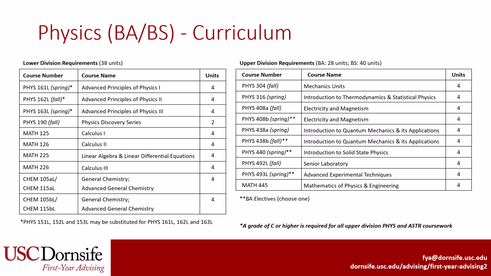Physics has two types of degrees, a Bachelor of Science and a Bachelor of Arts. Both majors require 3 semesters of physics, calculus 3, linear algebra, and 2 semesters of general chemistry. The biggest difference between the BS and the BA can be seen in the upper division requirements. The BA requires 28 units, while the BS requires 40 units. The BA is popular among students who want to work in the industry, go to law school, and more. The BS is popular among students interested in graduate programs.